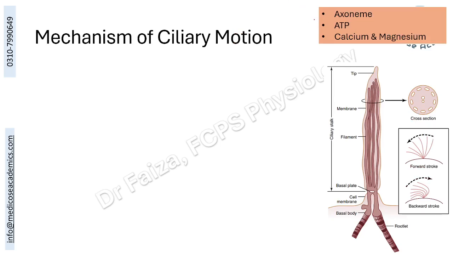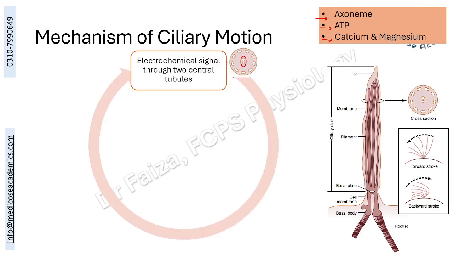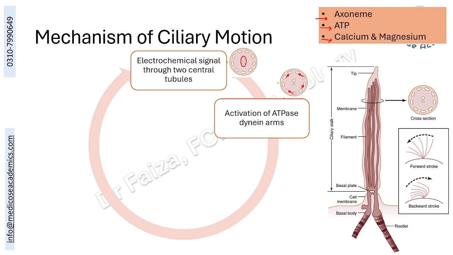What is the mechanism of this ciliary motion? There is a requirement of the functional axoneme. Again, it requires energy in the form of ATP and the availability of calcium and magnesium electrolytes. First of all, the electrochemical signal for the ciliary locomotion will be sensed by these 2 central tubules. They have a sensing action, and this will lead to activation of ATPase dynein arms.